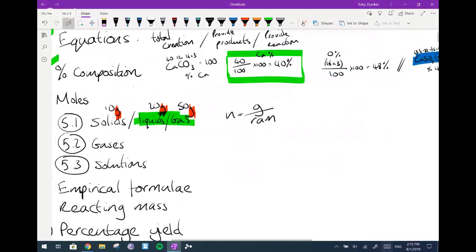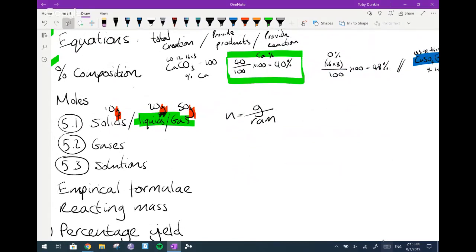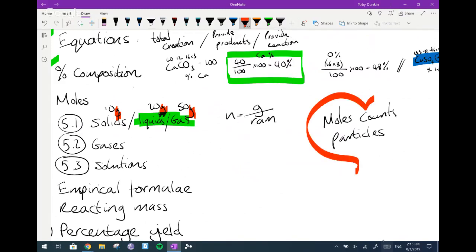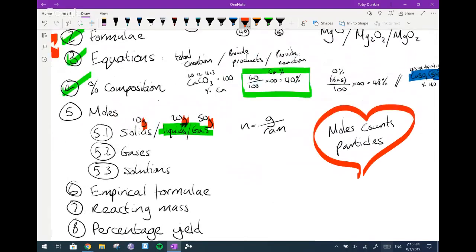And I should actually make a point of this, which is the whole point of a mole. What does a mole do? Moles count particles. If you can get this very clearly into your mind, it really does help, because there are so many times in chemistry where we want to count particles in equations. That's why we balance them. I'll come back to that in a minute. But moles count particles, and I'll refer back to that as I walk through the calculations.